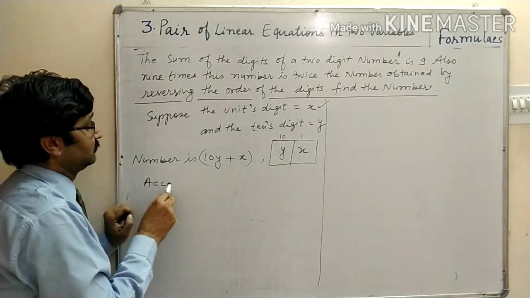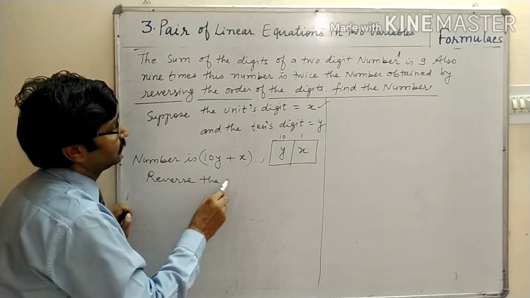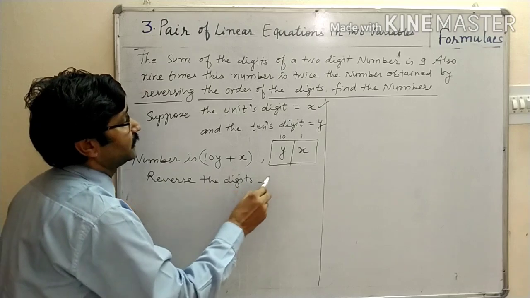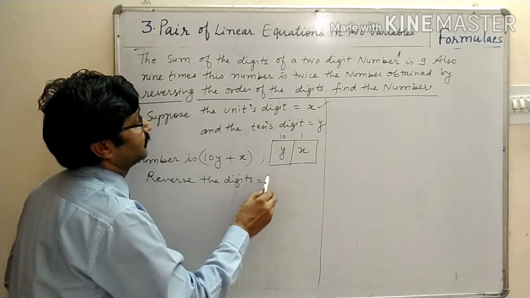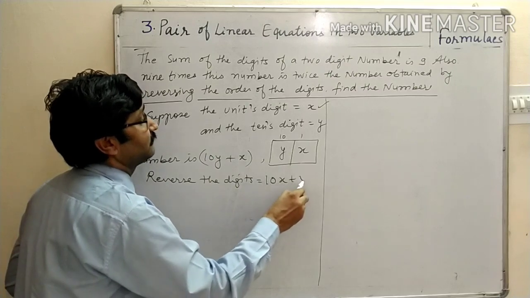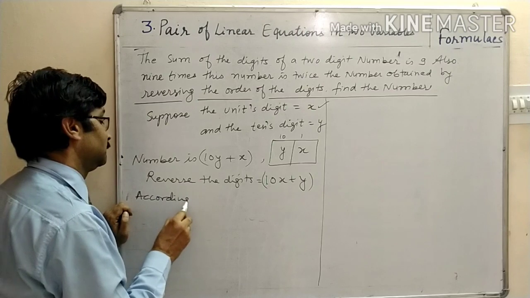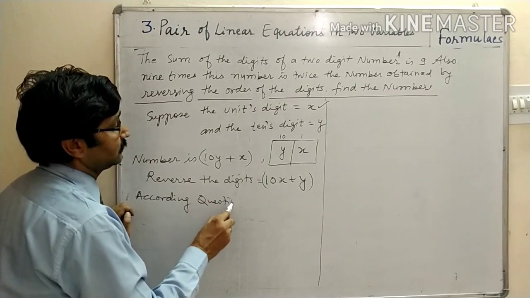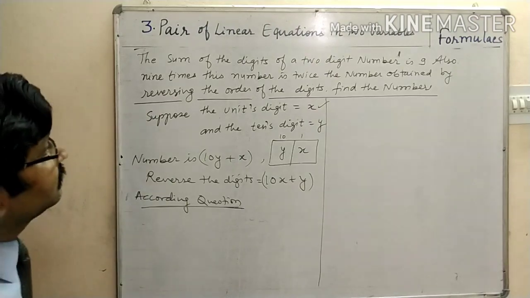According to the question, if you reverse the digits, what do we get? Reversing the digits means the place of y gets x and the place of x gets y, so we get 10x plus y. Look here. Now you can write according to the question. What is the first case?